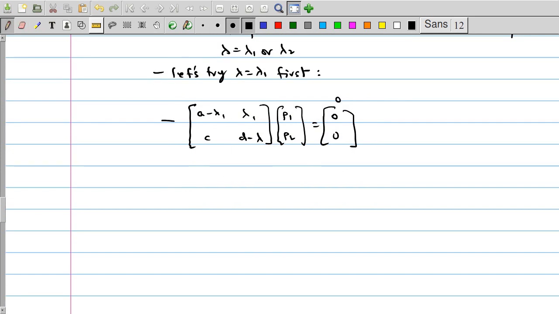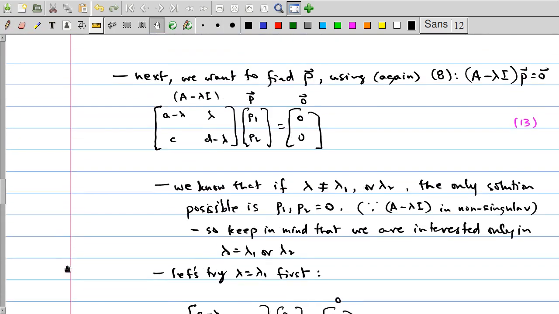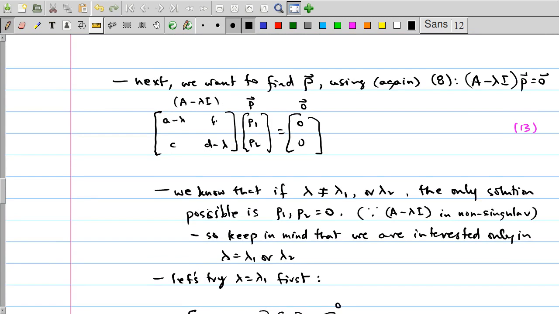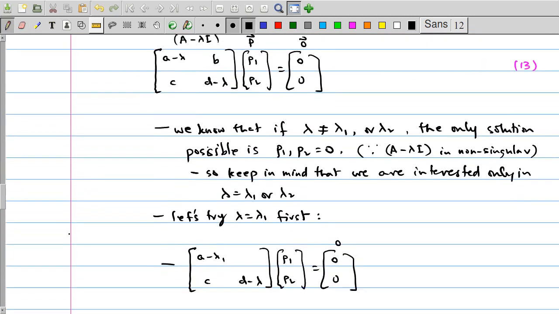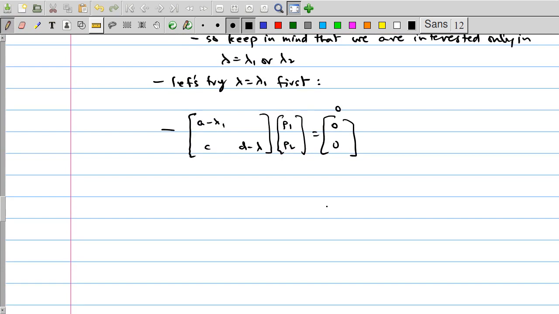So lambda 1. Oh, wait a moment. What did I do here? It should have been b. So not lambda. Okay, up here it should have been b. Lambda 1 equals 0, and okay, fine. And I will call these now.